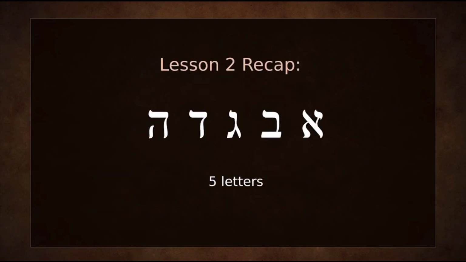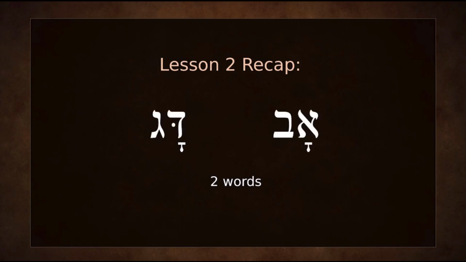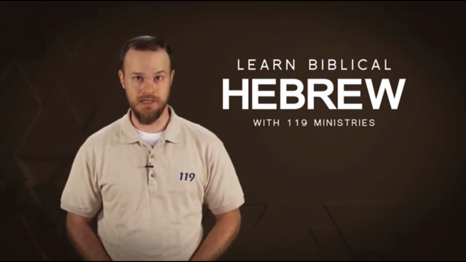Let's review what we learned this lesson. We learned 5 letters: aleph, beit, gimel, dalet, and he. We learned 2 vowel points, kamatz and patach. And we learned 2 words. Find a written summary of this lesson at the link in the description below this video.